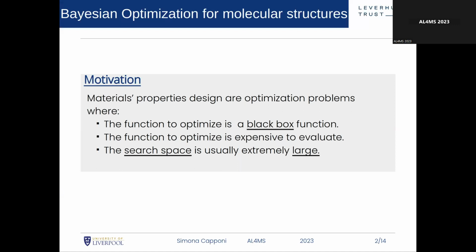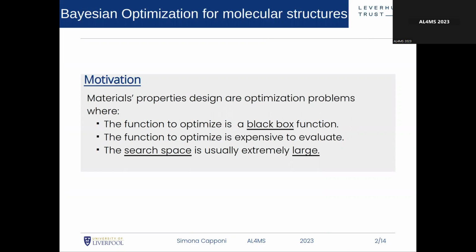So I think that by now it's quite clear that Bayesian optimization is a very good tool for this kind of problem, but I'll just summarize shortly here. So why Bayesian optimization for these optimization problems? Because Bayesian optimization is good at addressing at least three major challenges. The first one is that usually the function to optimize is a black box function. That's not always true, but it's almost always true that we don't have a mathematical relationship between, for example, our molecular structures and chemical composition and the properties that we want to optimize.